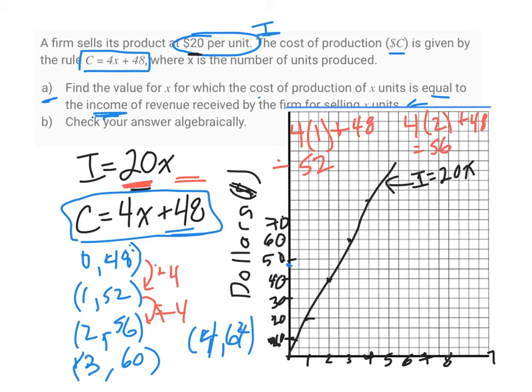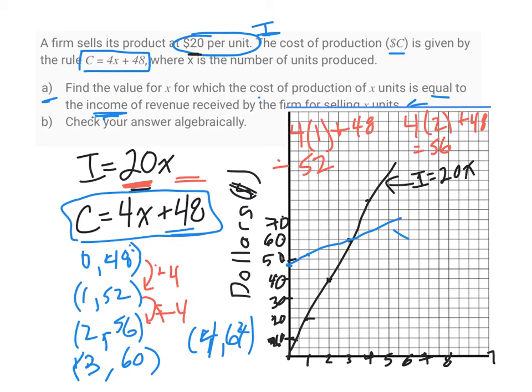So my next point would be at 152, would be about there. 256 would be my next point, which would be about there. My next point's at 360, there. My next point's at 464. And as soon as my lines have crossed, I can stop graphing, or I can stop plotting points.